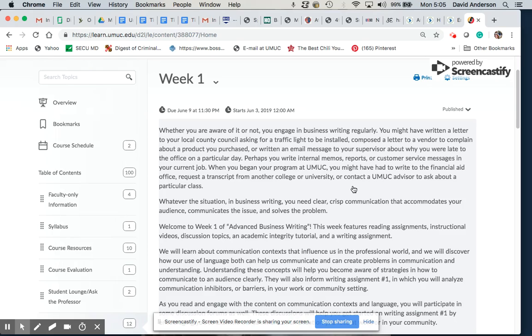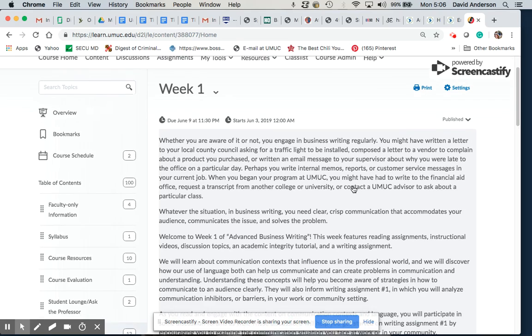The big picture of week 1 is 1, identifying that we do have communication barriers. 2, labeling those barriers. And in that labeling, understanding how those barriers affect the communication that we are trying to complete. And then 3, learning techniques of how to address those communication barriers in order to mitigate or overcome them. So week 1 introduces you to writing assignment number 1.